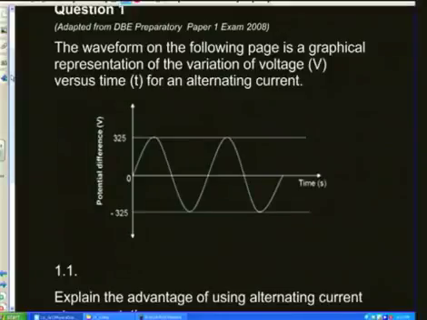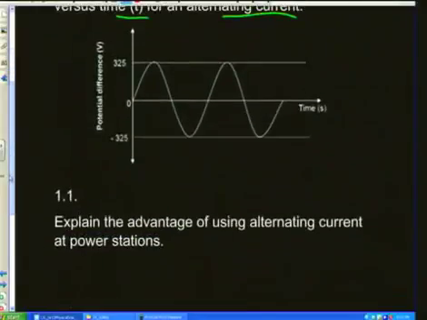Here we go to a prelim paper that was written in 2008, and it tells us that we've got a waveform. On the page is a graphical representation of the variation of voltage versus time for an alternating current. And it's exactly what we've looked at before. Just to remind you that we've got the zero value over there. This value here is V maximum.